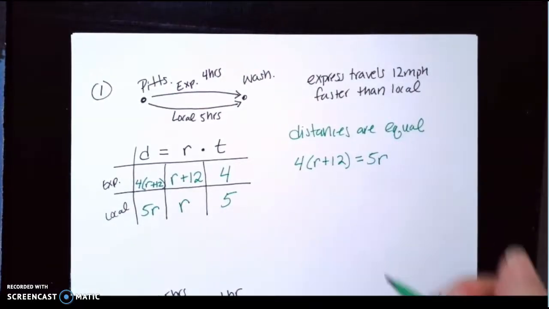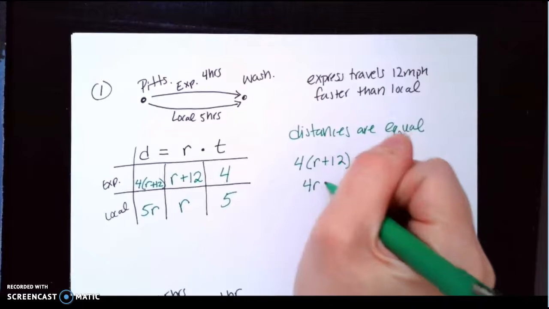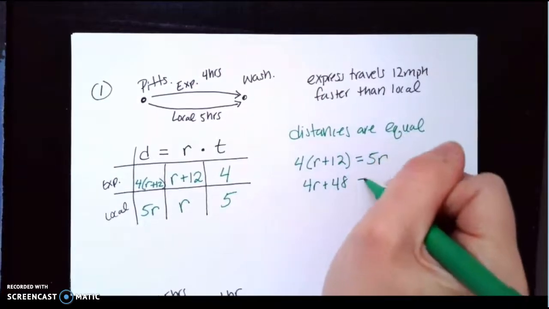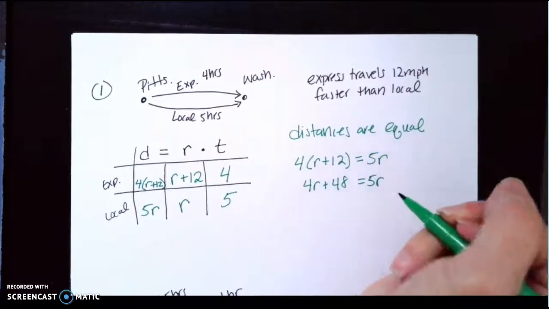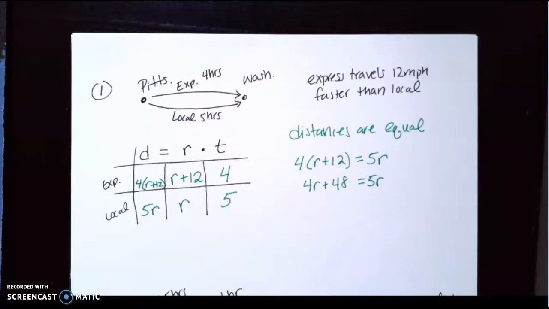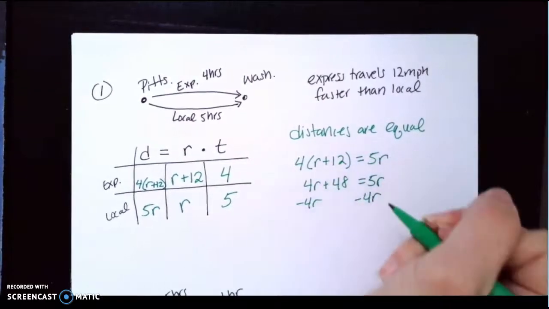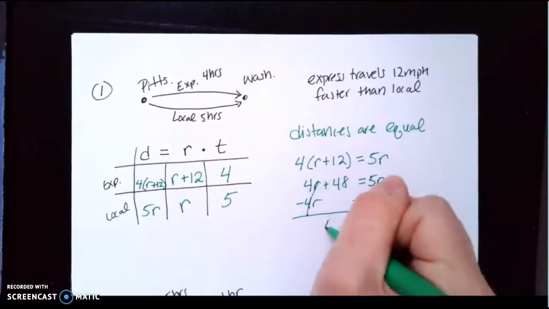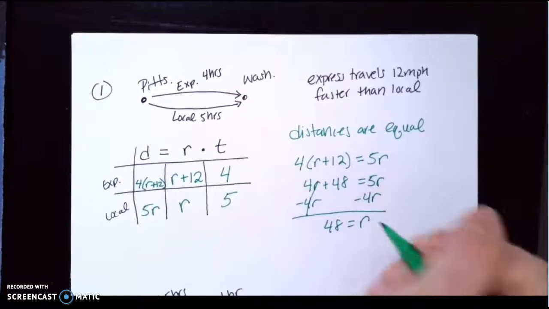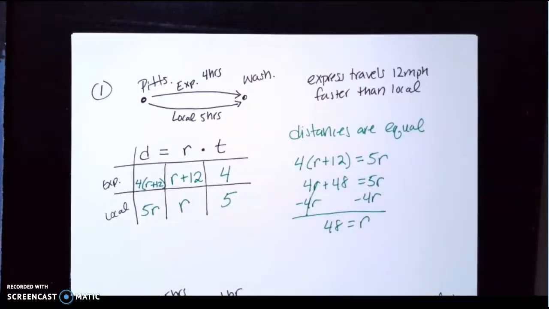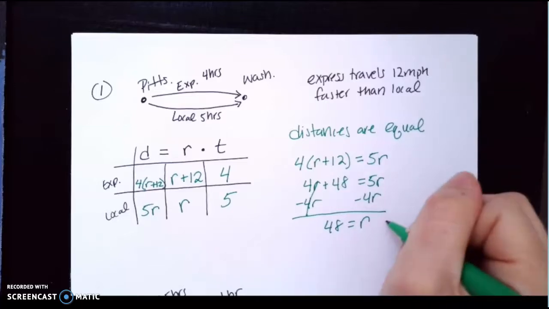First, I'll distribute the 4, if I have not already. 4r plus 48 equals 5r. And then I'll isolate the variable. In this case, I'd like to subtract 4r from both sides. 48 is equal to r. So I have my value for r. Remember that we were trying to find the speed of both trains. Since I have r, I know that that is the speed of the local train.